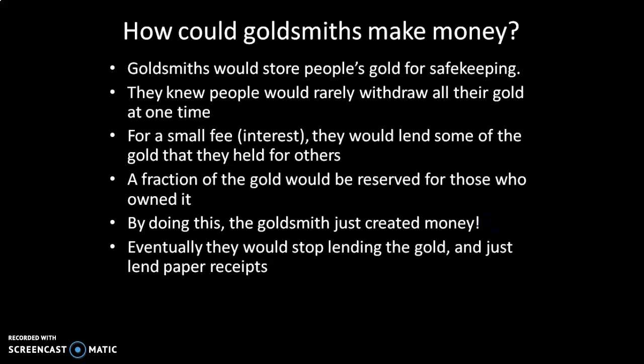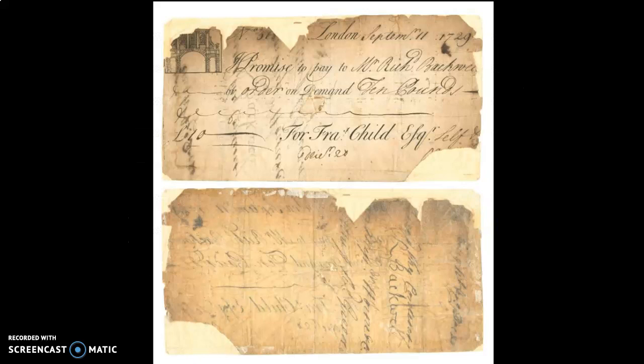Eventually, though, the goldsmiths would stop lending the gold, because after all, gold is heavy. It's not particularly practical to carry gold around all over the place. So the goldsmith would stop lending the gold, and they would just lend out paper receipts. What do you suppose those paper receipts would actually become? Well, the paper receipts would actually become the first paper money used in the Western economic system. Paper receipts for gold would be paper money, and eventually people would just trade the receipts rather than trading actual gold coins.